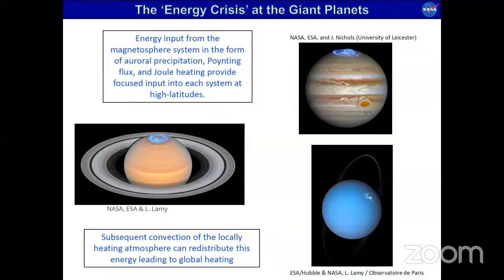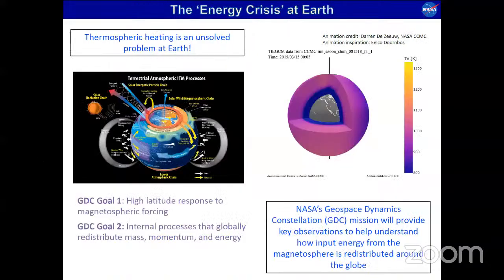And then you have this question of, okay, I have all this energy that's coming in. How do I redistribute it around the planet? That's really a piece of these energy crises that needs to be resolved. Not only where can I get the energy, but also how can I get it to where it needs to be so that I can lead to a global thermospheric temperature increase. So if you go to the next slide, please. And so this is still an unsolved problem in a lot of ways on Earth.